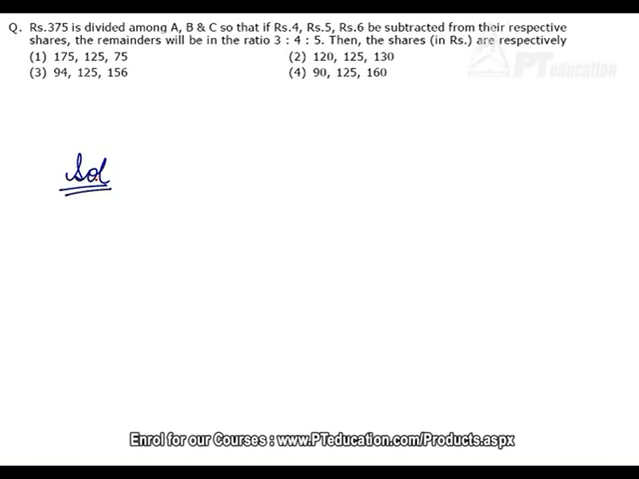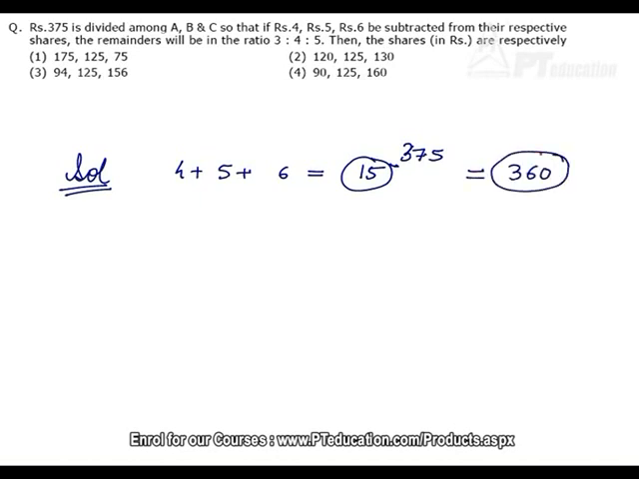Rupees 375 is divided among A, B and C, so that if 4, 5 and 6 be subtracted, 4 plus 5 plus 6 is 15. So in all, rupees 15 was subtracted. Now rupees 15 was subtracted from what? From 375. So 375 minus 15, you are actually left with 360. And out of this 360, he says that the remainders were in the ratio 3:4:5.